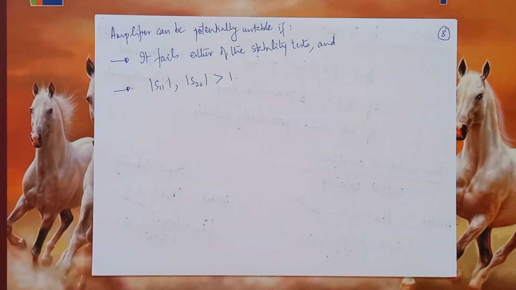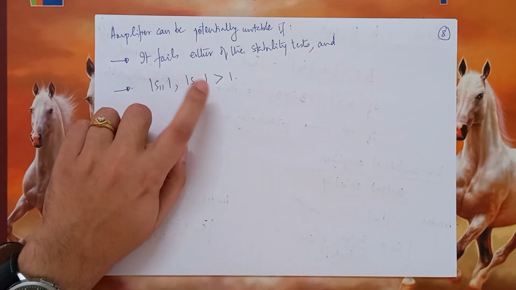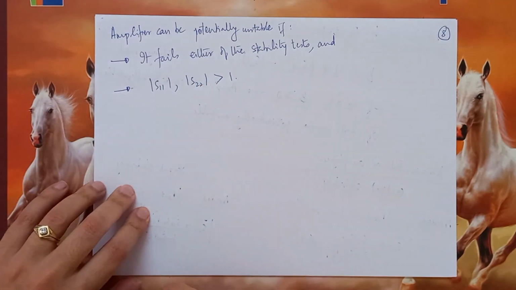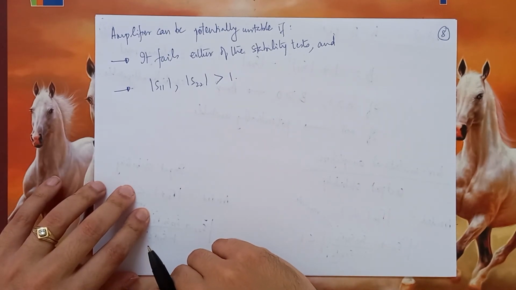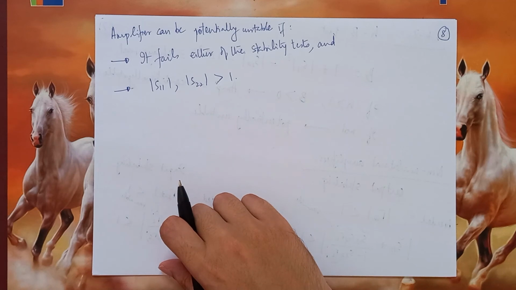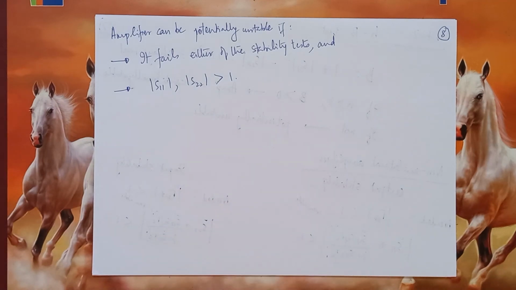Of course, both are needed. So, when this happens, we can also say that even without doing the stability test, yes, they may be potentially unstable. Therefore, it is important for us to see what we can do using the gamma S and the gamma L to make the gamma in and the gamma out stay below 1 in magnitude.